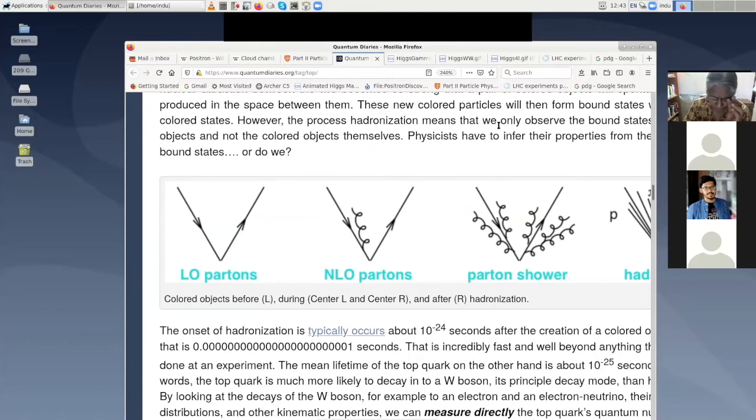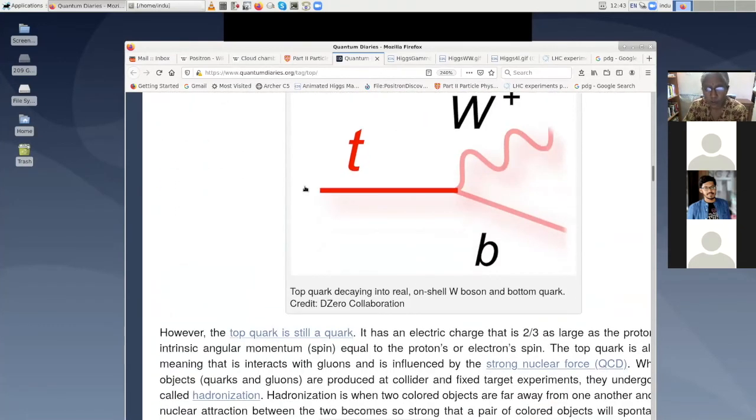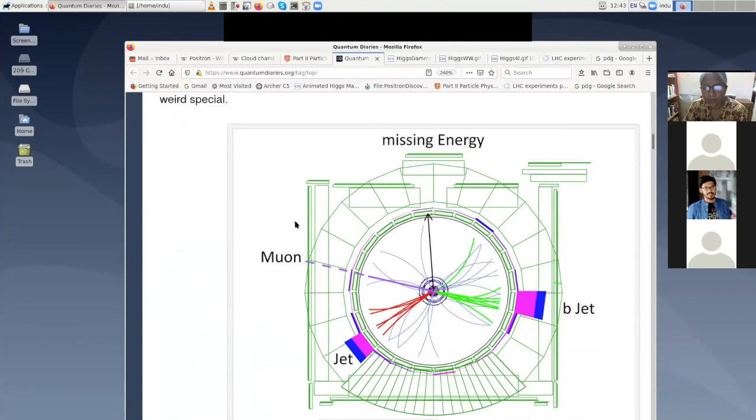Okay, so what I mean by showing you this diagram is this: the top quark is produced, and then immediately it decays. So the W decayed into the muon and the muon neutrino, and this B jet is what is seen. Okay, that is what you had. Now, that means that, yeah.